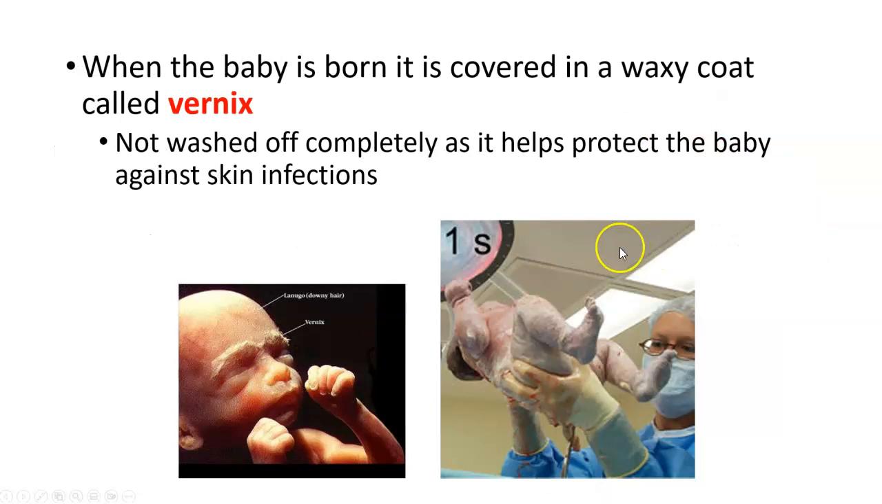Okay, so when the baby is born, you can see in this picture here, it tends to be coated in this kind of white, creamy, waxy type stuff, and this is called the vernix. They used to wash the baby completely clean when the baby was born immediately after, and they thought that was a good thing to get rid of all the waste materials. However, they've since realised that the vernix is a special material that offers protection to the baby against skin infections. So nowadays the vernix is left on, and it just naturally comes away after about a week.